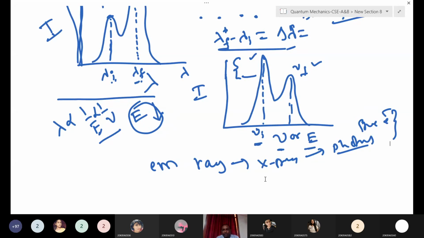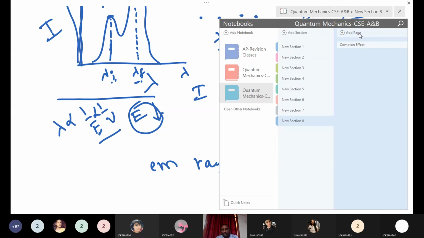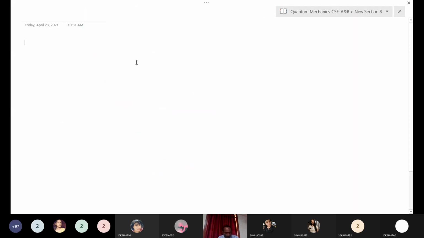In the theoretical approach, we can see how to derive the expression and estimate the shift or change in wavelength. Compton derived this expression. What is that expression? Delta lambda, the shift in the wavelength, is equal to lambda f minus lambda i.